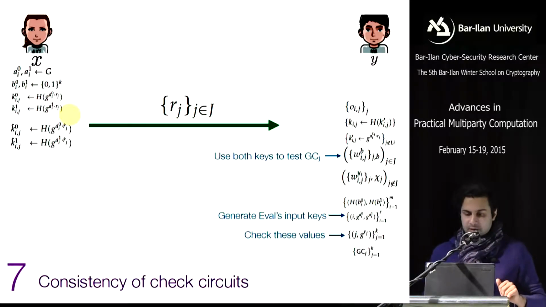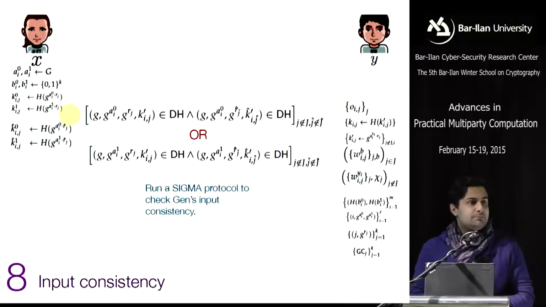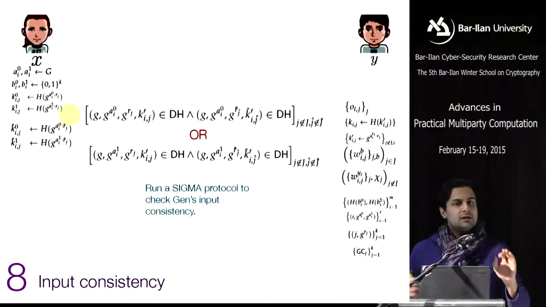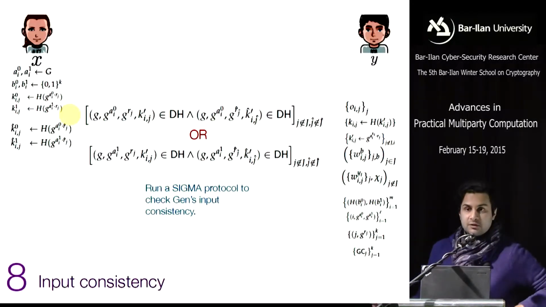Okay, good. So this is the consistency check for check circuits. The next step is the input consistency check. And here is where a sigma protocol comes in. I'm not going to go into the detail of this, but it's essentially a protocol that's going to check the following.